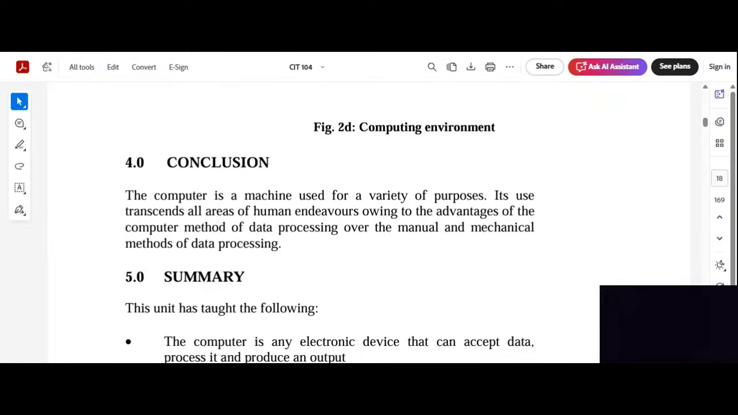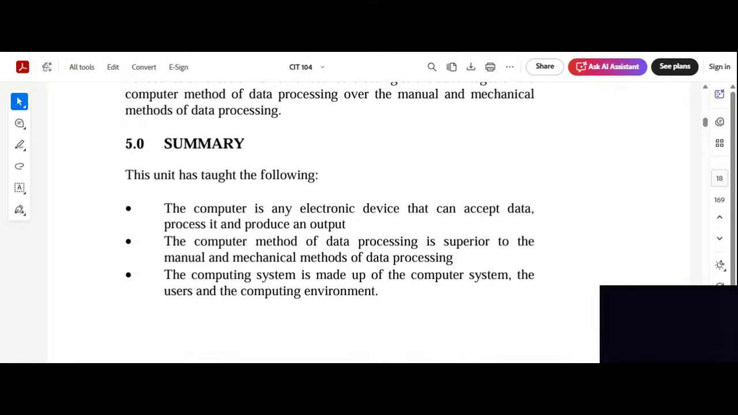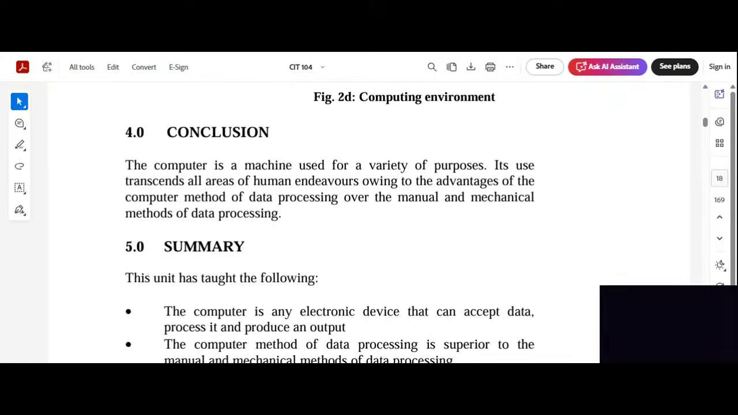So the conclusion: the computer is a machine used for a variety of purposes. Its use transcends all areas of human endeavors owing to the advantages of the computer method of data processing over the manual and mechanical methods of data processing. So guys, having done this, we can summarize this unit. But before we summarize, I have some questions I want to ask you as a form of icebreaker, because I have been talking and talking and talking.